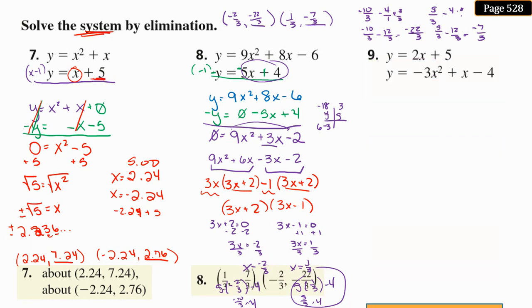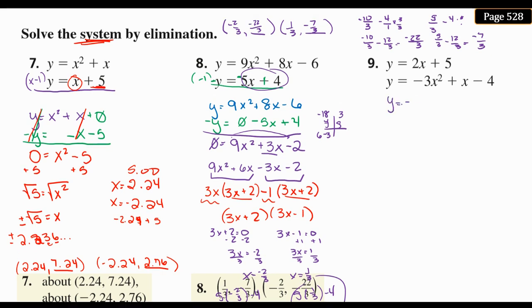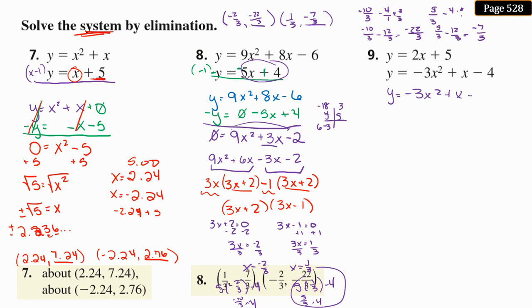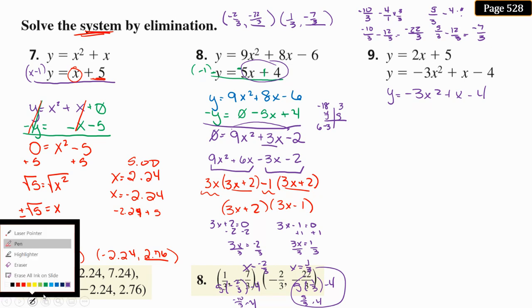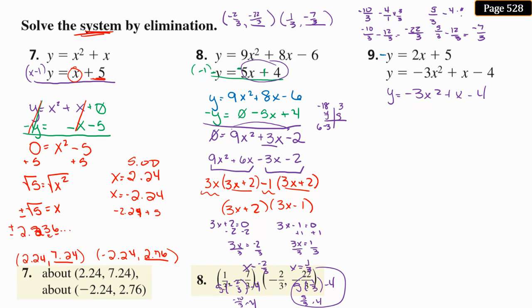All right, look at this one. Same thing, except the only difference here is our numbers have flipped around. So I'm going to write this one first: y equals negative 3x squared plus x minus 4. I'm going to put this underneath, but I'm going to multiply all of this by negative 1. So I end up with a negative y, negative 2x, and a negative 5. So negative y, no x squared, a negative 2x, and a negative 5.